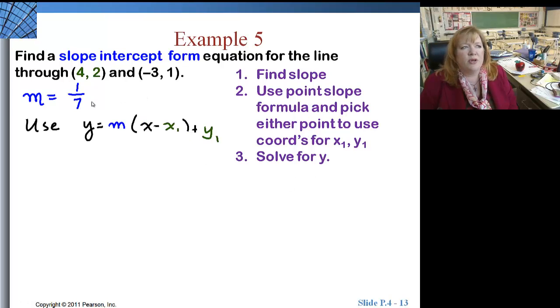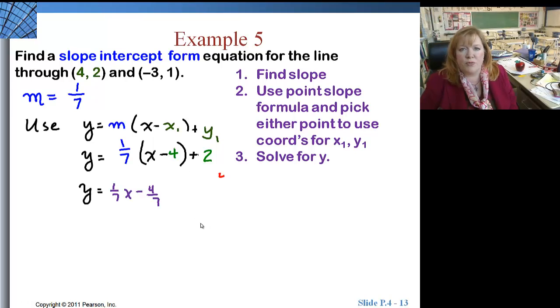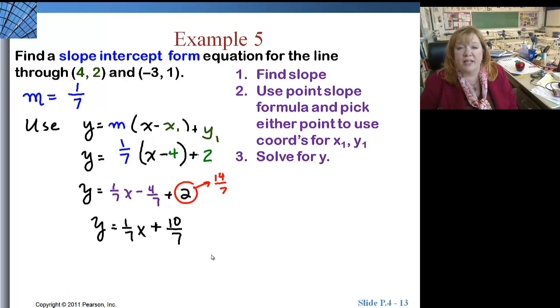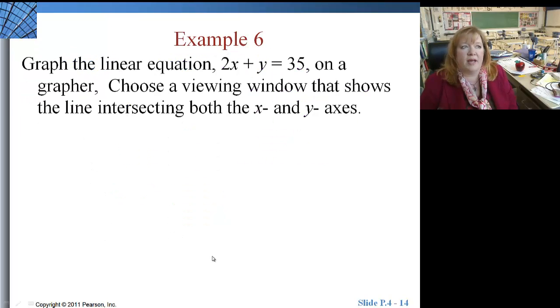That's our steps. So 1/7 goes in for the slope. I think I used the 4 and the 2. x minus 4 plus 2, plug those in for the x and the y coordinate, multiply through by the 1/7 and simplify. So 1/7 x minus 4/7 plus 2. In order to combine the -4/7 and the 2, you need a common denominator. That common denominator is 7. 2 is the same as 14/7. So -4/7 plus 14/7 is 10/7, and you're done. That is now in slope-intercept format.